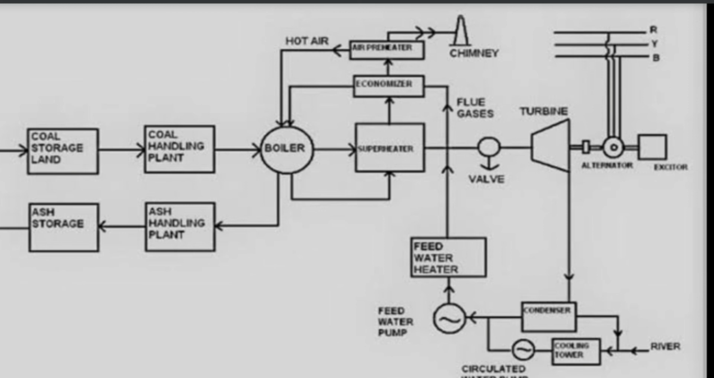Last one, feed water. The condensate from the condenser is used as feed water to the boiler. Some water may be lost in the cycle, which is suitably made up from external source. The feed water on its way to the boiler is heated by water heaters and economizers. This helps in raising the overall efficiency.